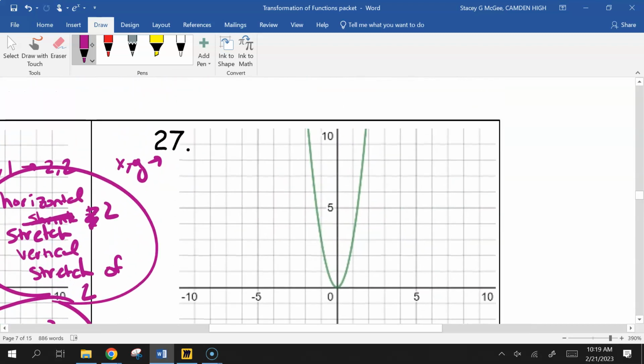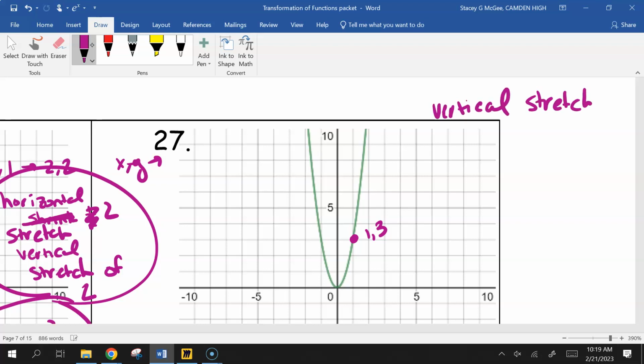Oh, no, this one's not like that. There's a point. What point is that? Come on, y'all can do this. 1, 3. So what's changing, X or Y? Y. So I'm going to call it vertical. Vertical, it is what it is. That makes it a little bit easier. So it's a vertical stretch of what? Of 3. That's right.